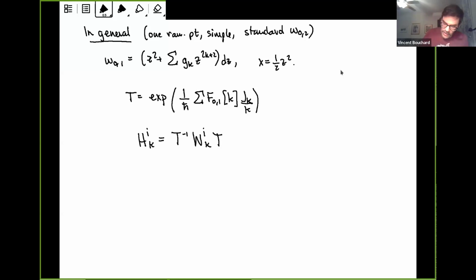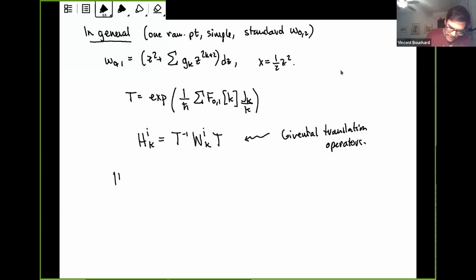Okay, and these T, if you know about cohomological field theories, these are related to the Givental translation operators and the reconstruction formula for semi-simple cohomological field theories. But if you don't know about that, that doesn't mean anything.